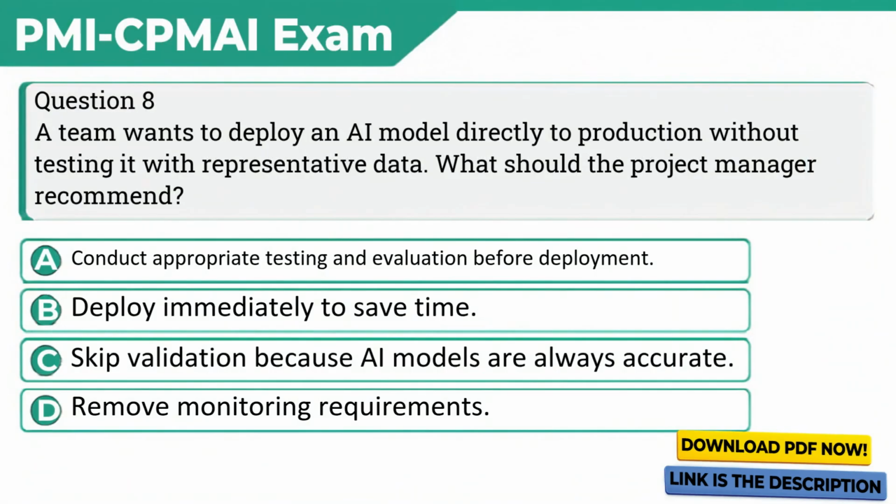Question 8. A team wants to deploy an AI model directly to production without testing it with representative data. What should the project manager recommend? A. Conduct appropriate testing and evaluation before deployment. B. Deploy immediately to save time. C. Skip validation because AI models are always accurate. D. Remove monitoring requirements.